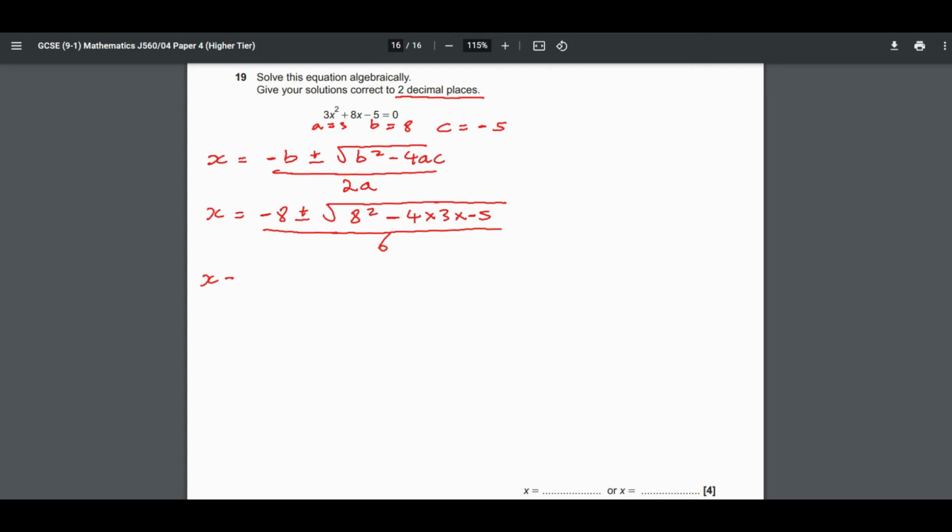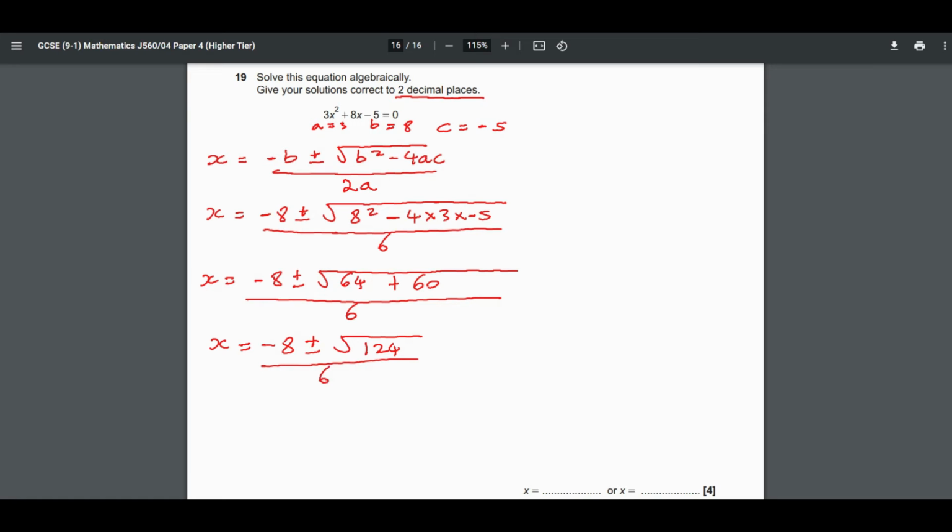So this simplifies down to minus 8 plus or minus square root of, so 8 squared is 64, minus 4 times 3 times minus 5 is plus 60, and then that's all over 6. So that means x equals minus 8 plus or minus square root of 124 over 6.